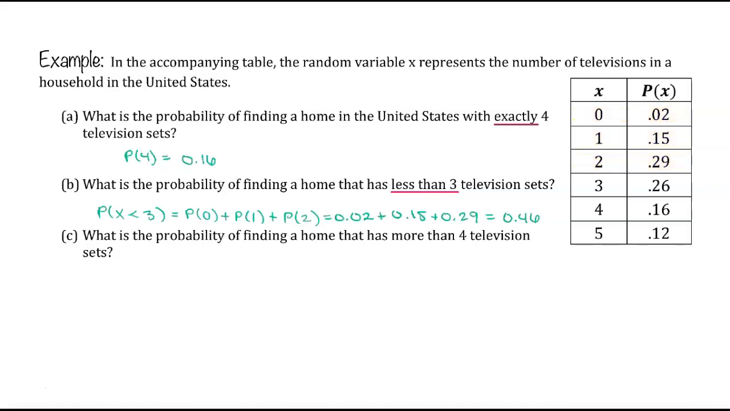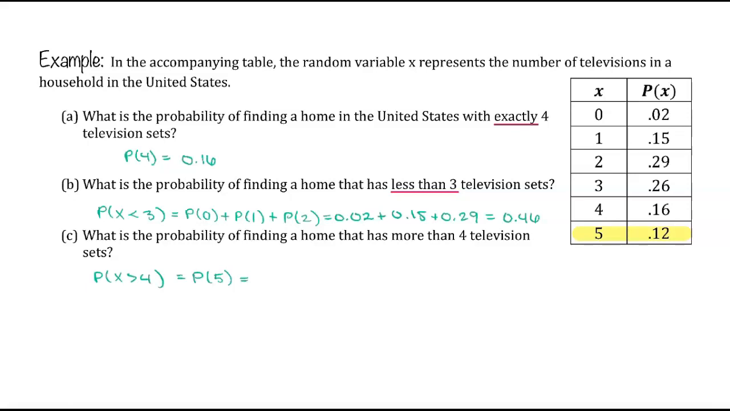Finally, in part C, let's find the probability of finding a home that has more than 4 television sets. That is, we want the probability of X being greater than 4. Notice that that's only one option. That's the probability of X equaling 5. And looking at our probability distribution, we find that the probability of X equaling 5, or a home having exactly 5 televisions, is 0.12.